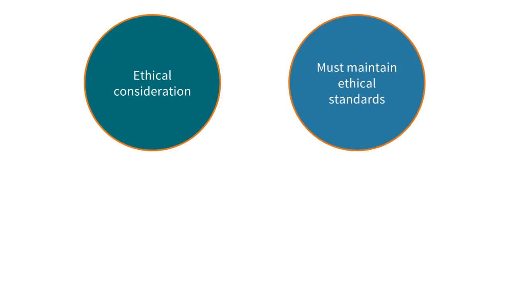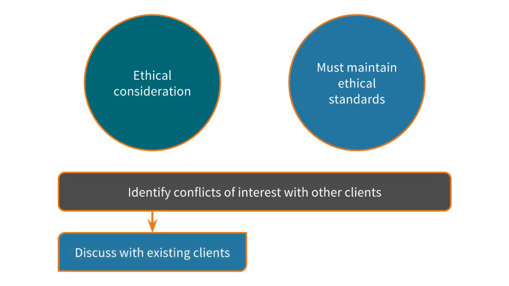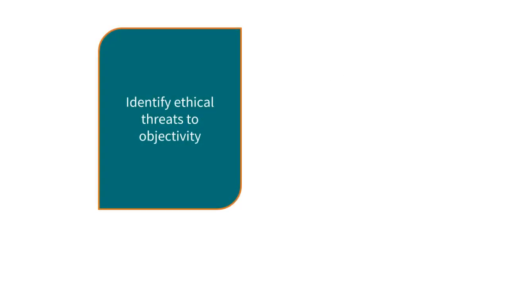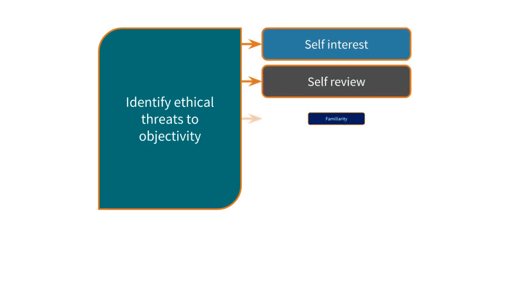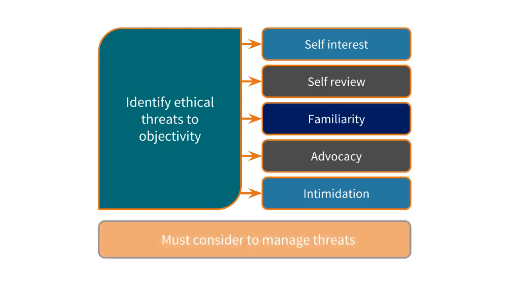At the acceptance stage, they must identify if there are any potential conflicts of interest with existing clients. If there are, both clients need to be made aware, and if they are both happy to continue being audited by the same audit firm, then appropriate safeguards for confidentiality must be implemented. The auditors must also identify any potential threats to objectivity. These are self-interest, self-review, familiarity, advocacy, and intimidation. Again, any threats must be identified, and they must consider if they can be managed. If not, the assignment should not be accepted.